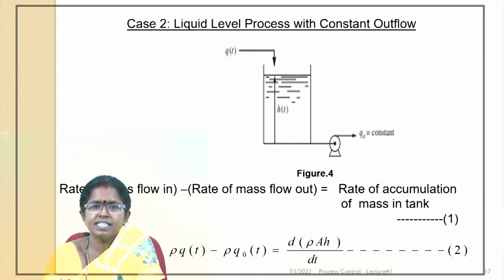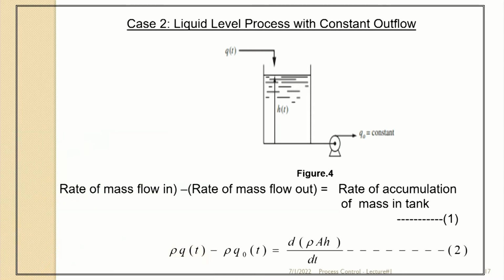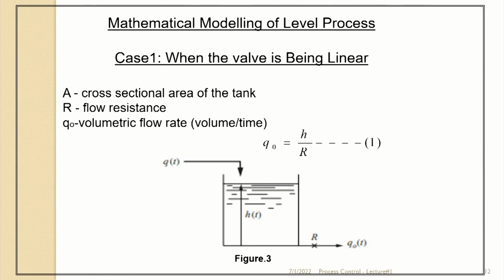Next we are going to consider the case 2, right? Case 2 is the liquid level process with the constant outflow. What is the difference between your previous diagram and this diagram? In the previous diagram, there was a inlet flow rate, there was a outlet flow rate. The level in the tank is H.